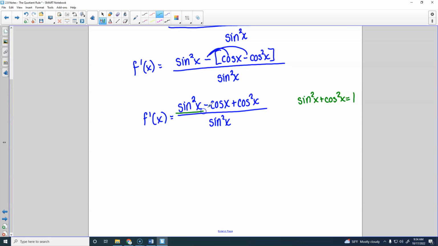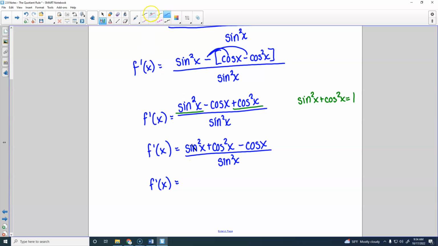Look what we've got right here. We've got a sine squared x and a plus cosine squared x. Can we rewrite that? This is not necessarily a step you've got to show, but sine squared x plus cosine squared x minus cosine x. And then, if we do that, this stuff right here is just equal to 1. So we would have 1 minus cosine x over sine squared x.